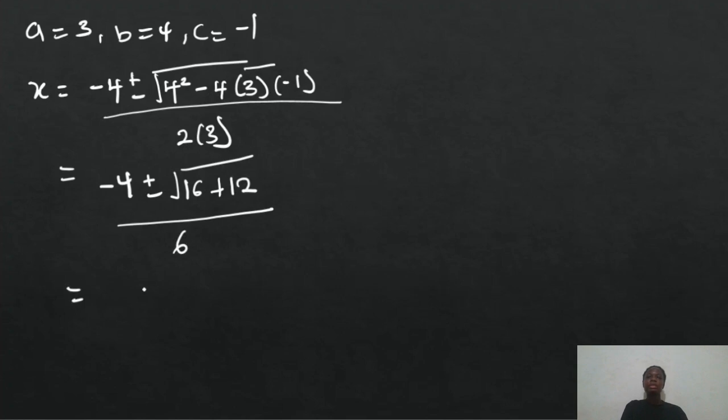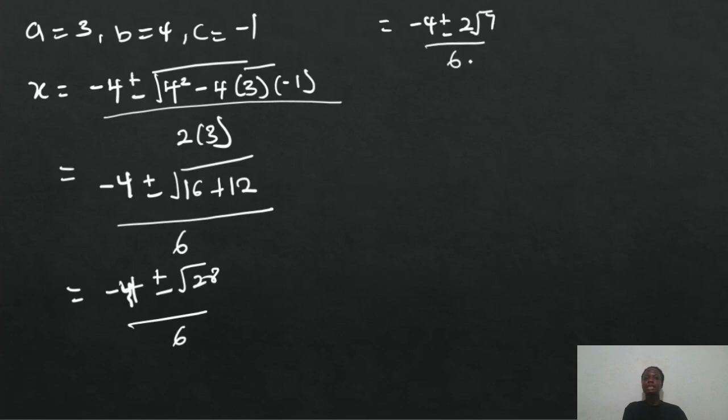So from here we are going to get -4 plus or minus, now 16 plus 12 is 28. So we are going to get root 28 all over 6. Root 28 can be written as 2 root 7, so we get -4 plus or minus 2 root 7, all over 6.